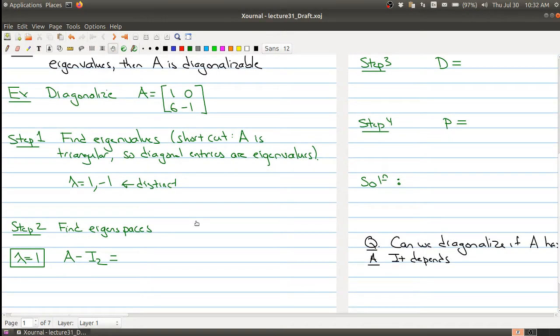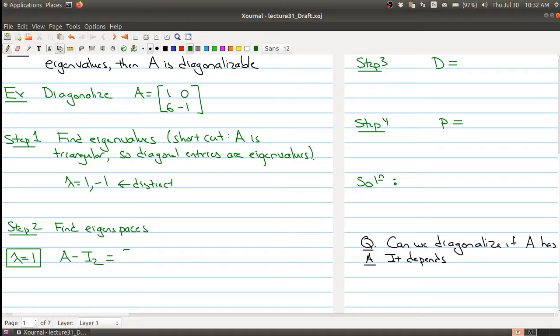Then for each of these eigenvalues, you have to find a basis for the eigenspaces. So here I'm doing lambda equals 1. A minus the identity matrix will give me 0, 0, 6, and minus 2. And I can row reduce this matrix so it has the form 1, negative 1/3, 0, 0. Now this is the coefficient matrix, right? This tells me that x2 is free and x1 is equal to 1/3 x2.